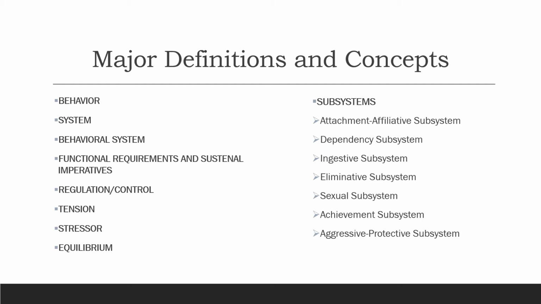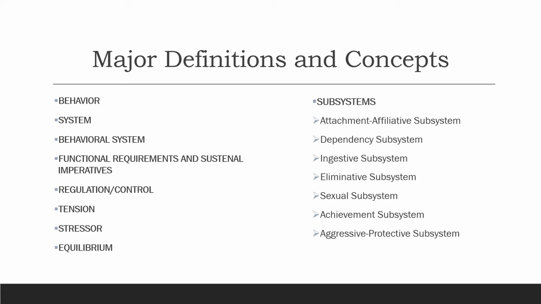Functional requirements and sustenal imperative. The functional requirements and sustenal imperative is needed for the subsystems to develop and maintain stability. Regulation or control. This implies the deviations which will be detected and corrected. The interrelated behavioral subsystems must be regulated in some fashion so that its goals can be realized. Tension. Tension is defined as a state of being stretched or strained and can be viewed as an end product of a disturbance in equilibrium.